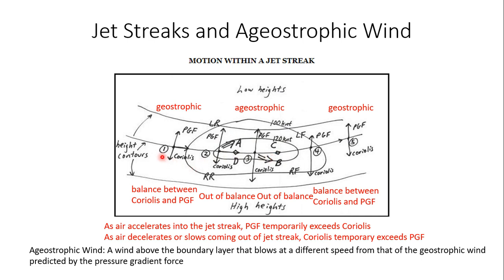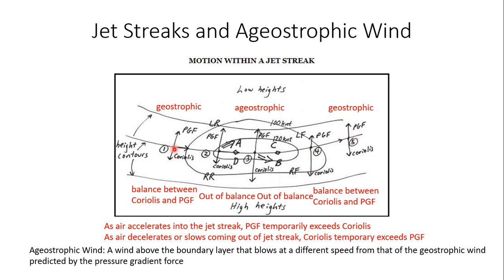And I'm going to walk you through the different points here. I have 5 points on this diagram: point 1, point 2, point 3, point 4, point 5. Now I want you to imagine that the parcel is going to move through this jet axis, through the jet streak, and then out of the jet streak when we talk about this.